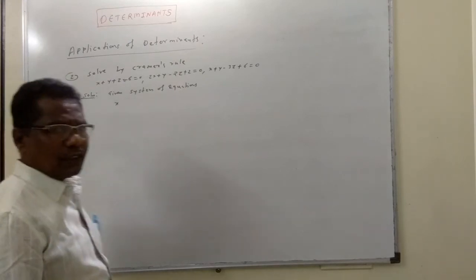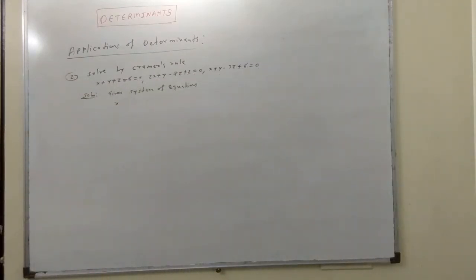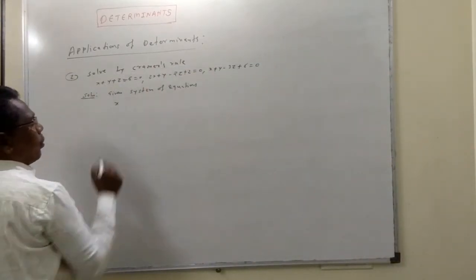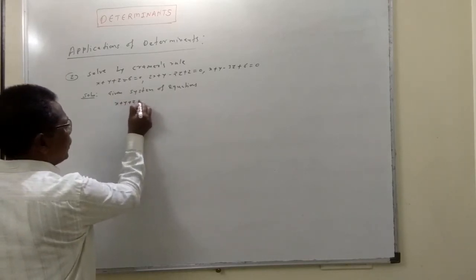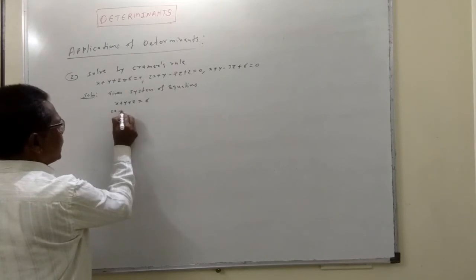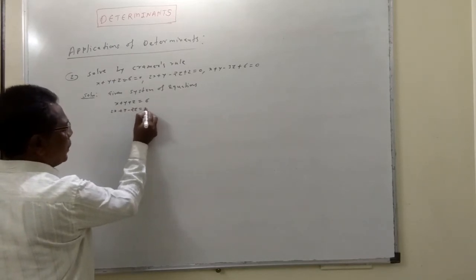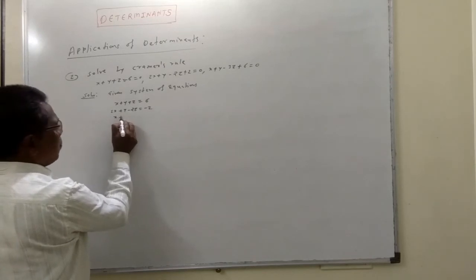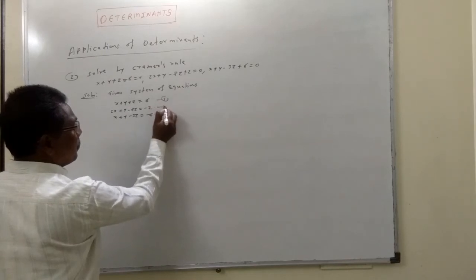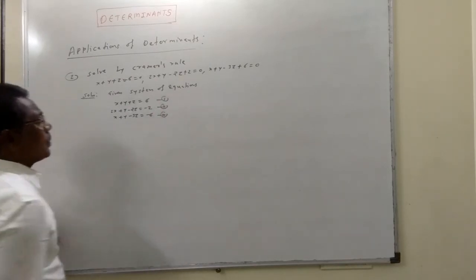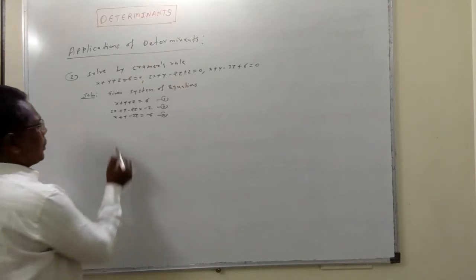Now take the equations in standard form, that is, variables on the left and constants on the right. So x plus y plus z is equal to 6. 2x plus y minus 2z is equal to minus 2. x plus y minus 3z is equal to minus 6. These are the first, second and third equations.